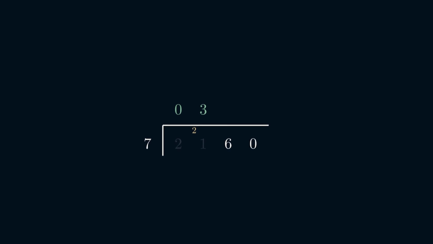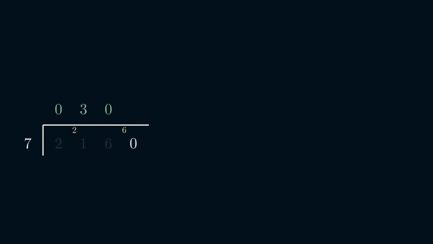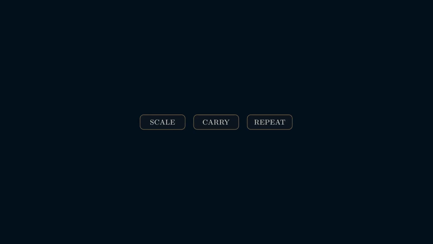Now we reach the 6. 7 does not fit into 6, so the tens place needs a 0. That 0 matters. The 6 is carried into the next place, ready to become 60. This is the rhythm of the whole lesson. Scale, carry, repeat. 3 calm moves, and the calculation becomes controlled.